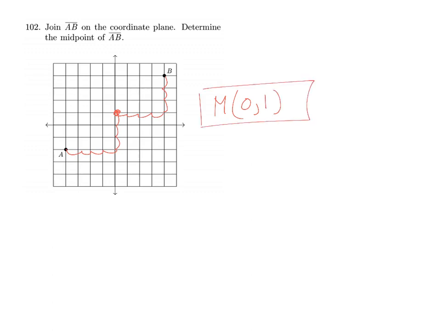All right, otherwise, just figure out what the coordinates are for negative 2. And then over here we have 4, 4. Just use the midpoint formula, and you'll get 0, 1 that way as well.